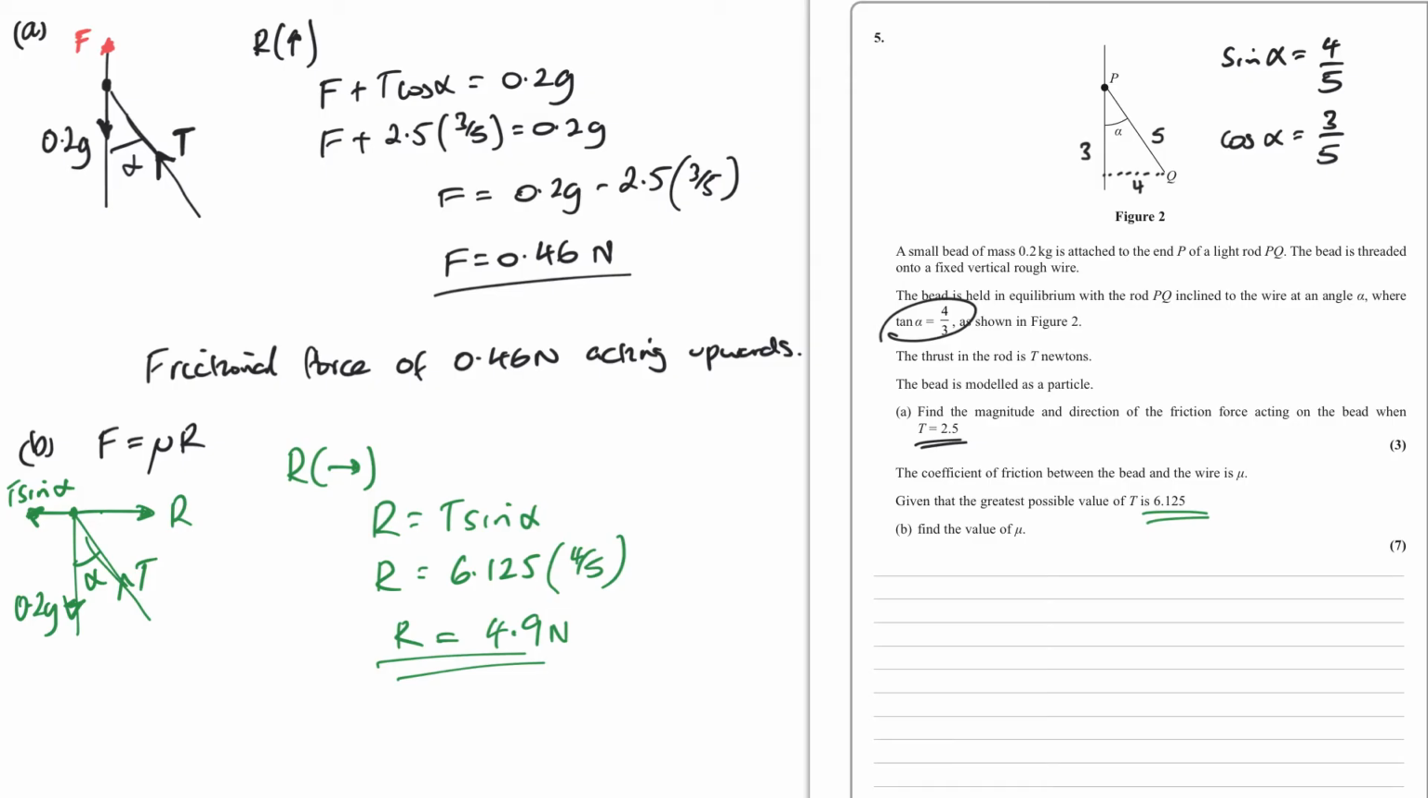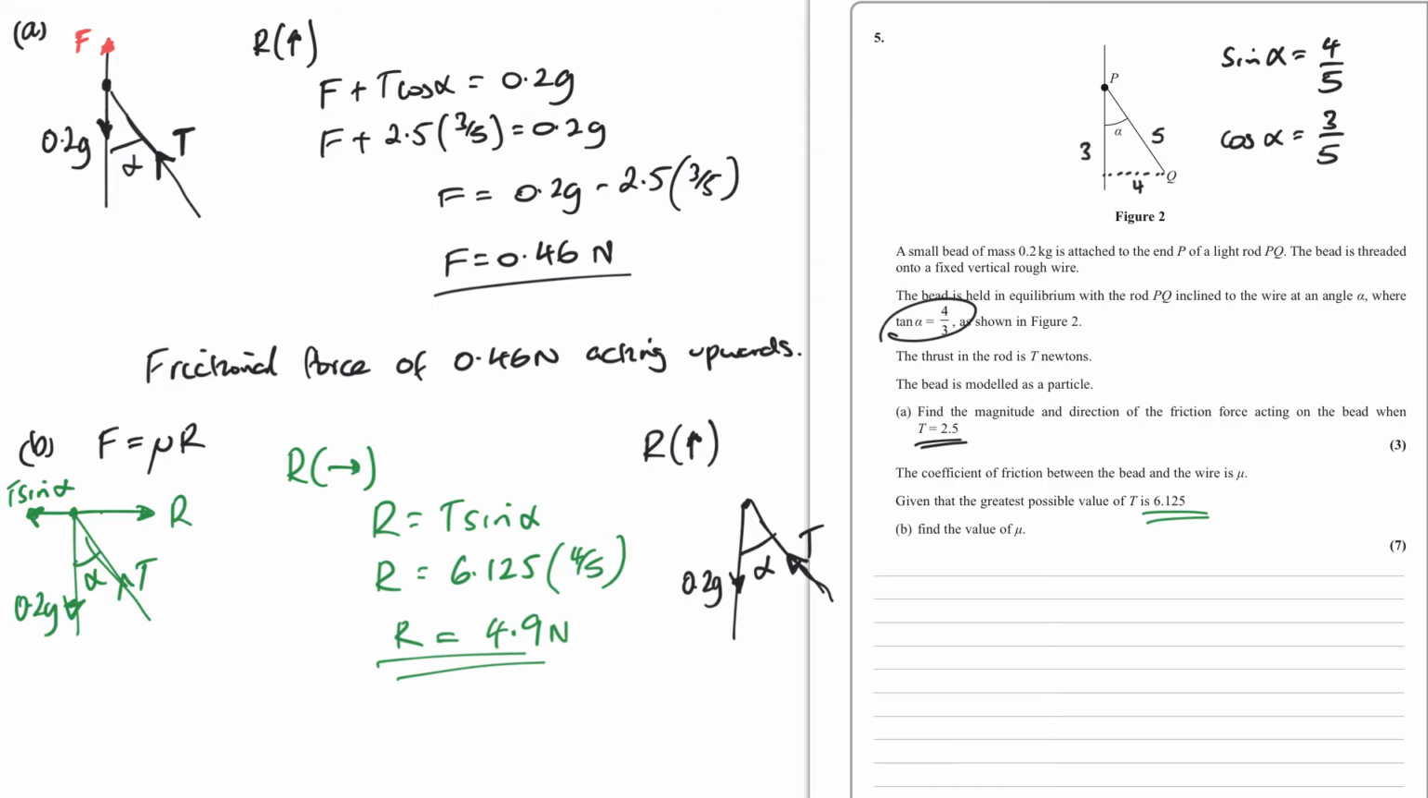Now, we also need to think about resolving vertically. If I look at my diagram again, we've got T and we've got alpha. We've obviously got the 0.2 g from the mass. Now, this is the greatest possible value. Don't forget, this is still in equilibrium. That's what the question says, it is held in equilibrium.